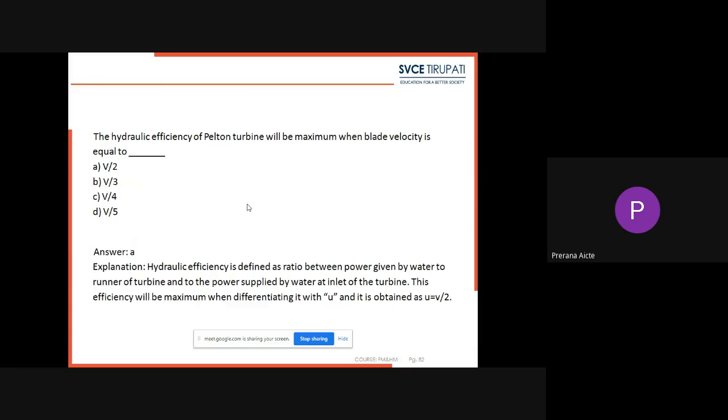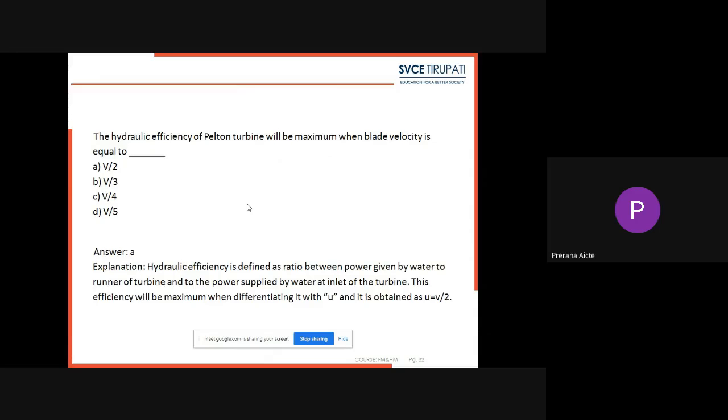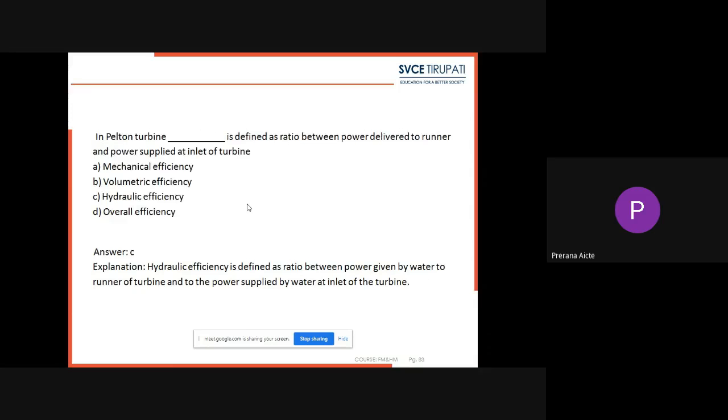Next one, the hydraulic efficiency of Pelton turbine will be maximum when blade velocity is V by 2, that is U equals V by 2. The expression of water power in Pelton wheel turbine is given as rho g Q H in kW. The hydraulic efficiency of Pelton turbine will be maximum when blade velocity is equal to V by 2 only.